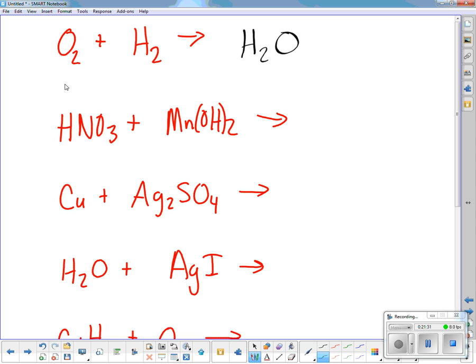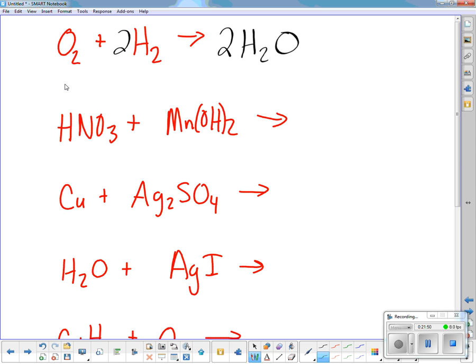We're going to balance side to side. We need to balance it. 2 oxygens, 1 oxygen. I need to put a 2. Now I have 4 hydrogens. I need 4 hydrogens. I put this. What type of reaction is it? Synthesis. Good.